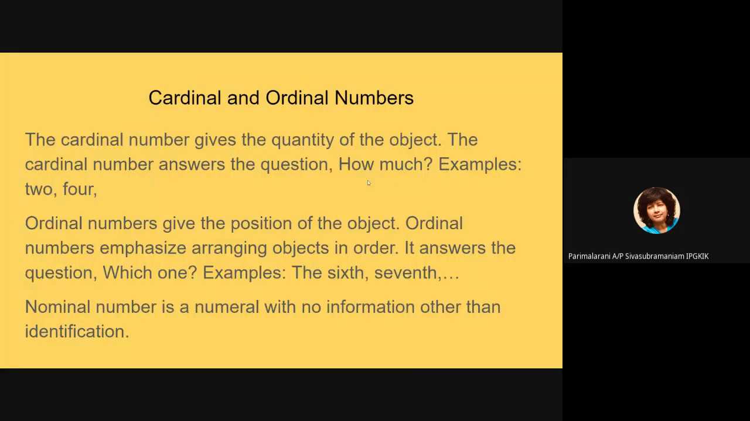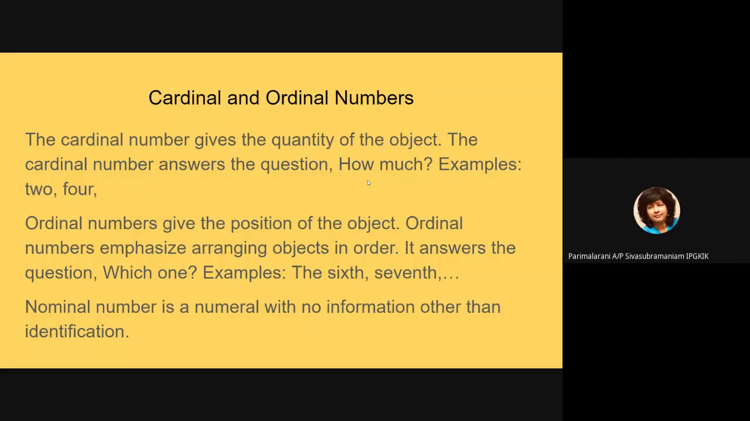What are the examples of nominal numbers? Jersey numbers. Yes, jersey numbers, correct, because that number doesn't mean anything. It doesn't mean that number 3 is better than number 4. It just means that it's player number 3. Any others? Color code. If the color code is in numbers, okay.